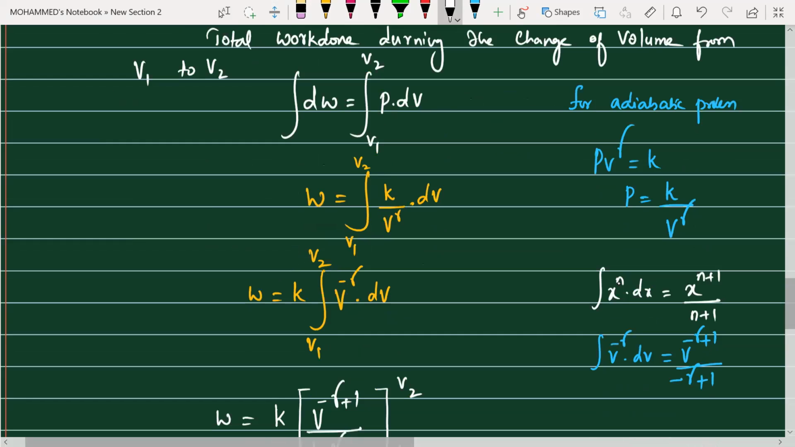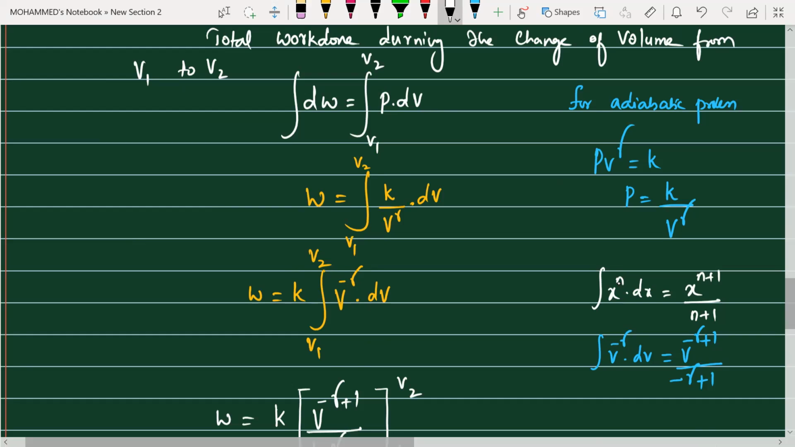This is similar to the formula of basic mathematics. The integral of x to the power of n into dx is equal to how much? x to the power of n plus 1 divided by n plus 1. In the place of x I have V, and in the place of n I have minus gamma. The integral of V to the power of minus gamma into dV is equal to V to the power of minus gamma plus 1 divided by minus gamma plus 1. Okay now?